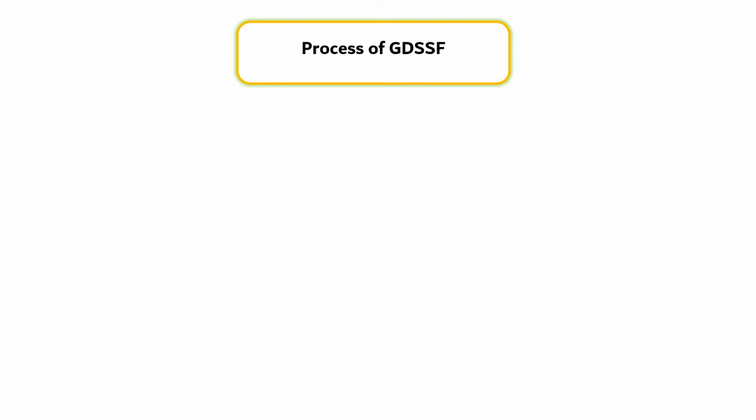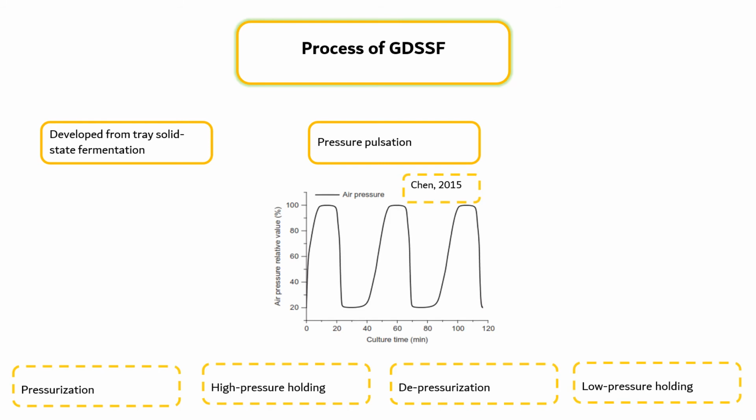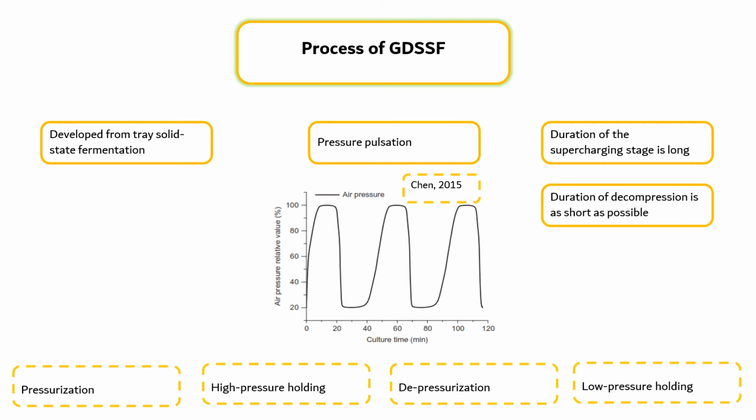The gas double dynamic solid-state fermentation technology was developed from three-phase solid-state fermentation. Pressure pulsation in the process is accomplished by supercharging and decompression of sterile air. One cycle of pressure pulsation consists of four stages: pressurization, high pressure holding, depressurization, and low pressure holding, as shown in the figure. The duration of the supercharging stage is long and the curve rises gently. The duration of decompression is as short as possible, generally from a few seconds to one minute. The duration of the high-pressure holding stage can be set freely according to different fermentations.